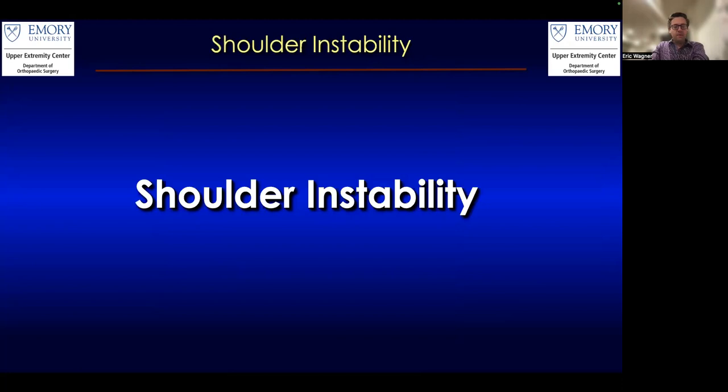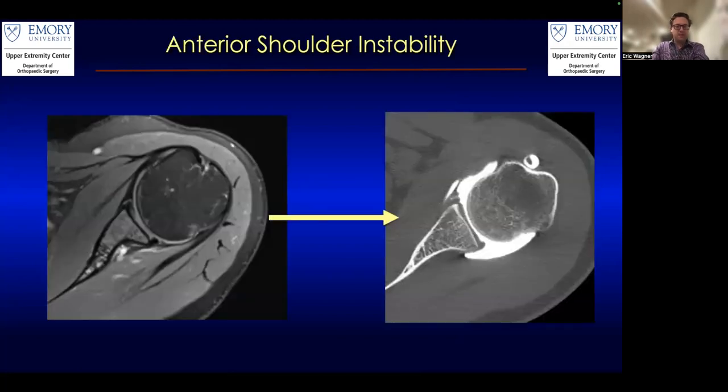All right, a couple other examples of pathologies. Shoulder instability, I think, is a cool one to talk about. This shows some signs of anterior shoulder instability. You can see here there's a little tear in the anterior labrum here. Posterior labrum looks pretty good.